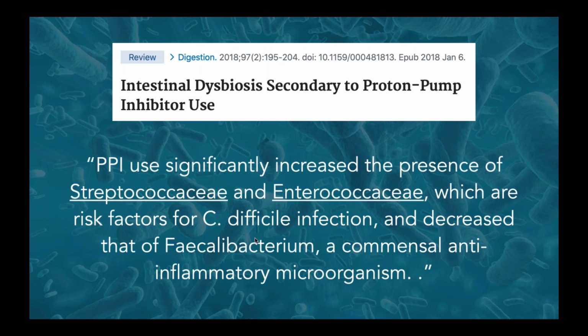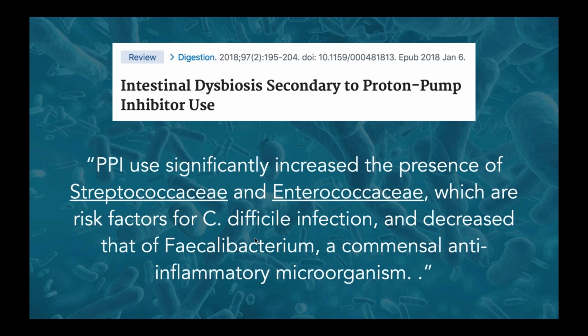This is an example of another review article. So this is titled Intestinal Dysbiosis Secondary to Proton Pump Inhibitor Use. PPI use significantly increased the presence, once again, of Streptococcaceae and also Enterococcaceae, which are risk factors for C. diff infection, and decreased that of Faecalibacterium, a commensal anti-inflammatory microorganism.